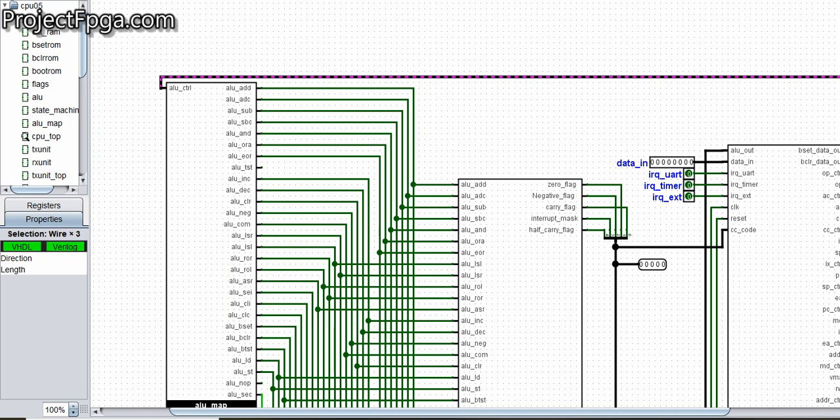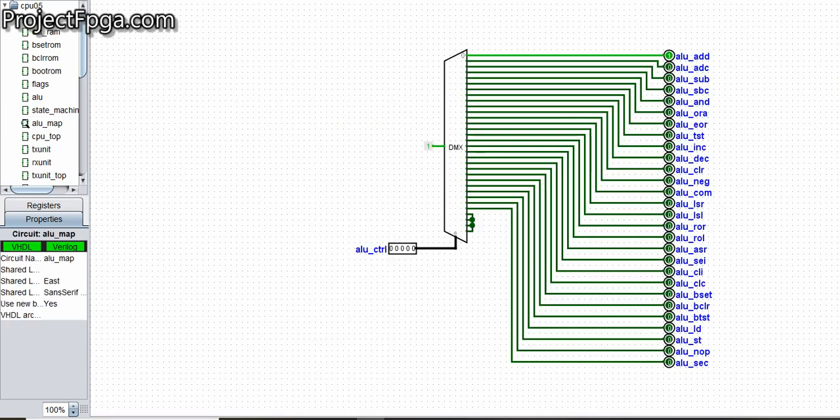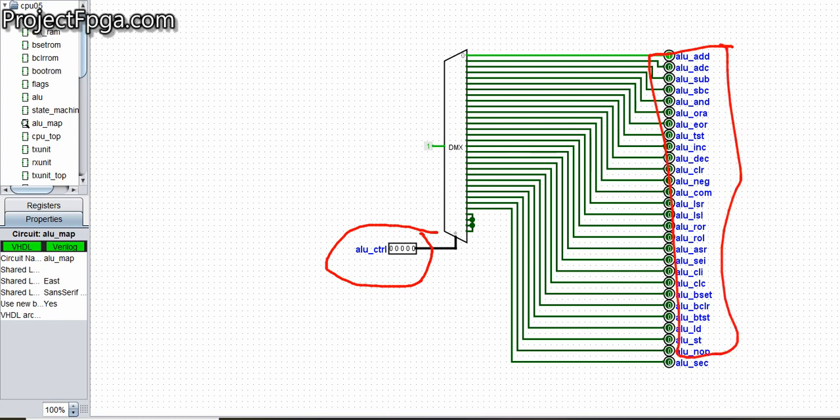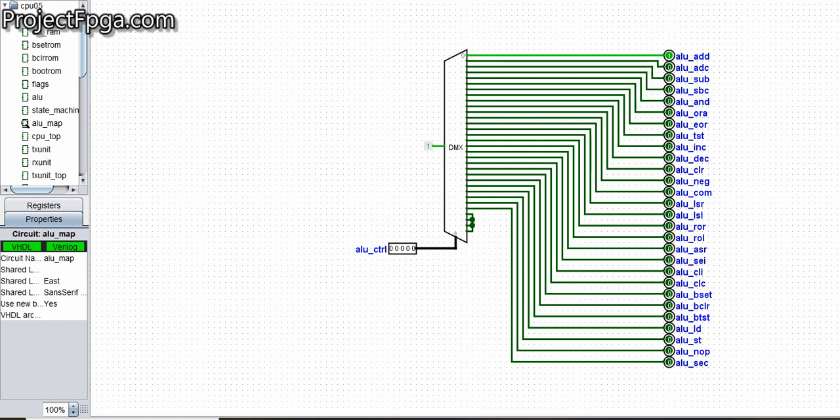Let's open the ALU map so you see exactly what it does. So this is it here. That ALU control bit comes here and chooses which of these ALU operations to perform. So that one is what does this job of choosing what the ALU is going to perform at a particular instant of time.